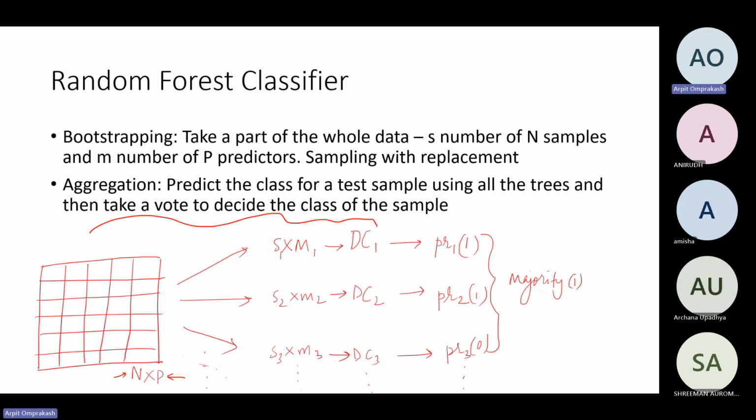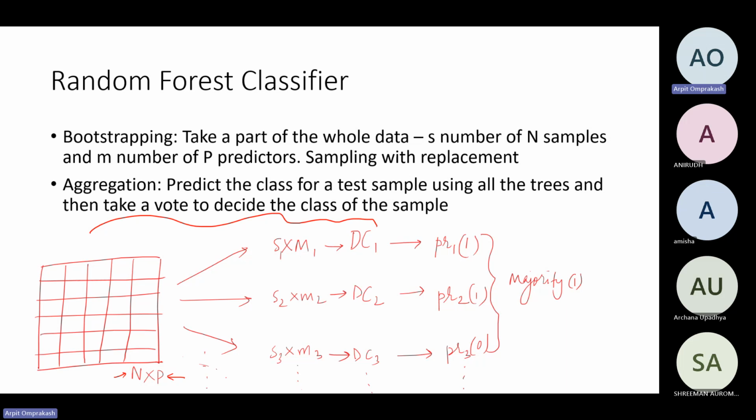So we are basically making more sampling from our whole data, and we are making different parts or more replicates from it. Okay, random replicates. Then aggregation is what we use to predict the class of a test sample.